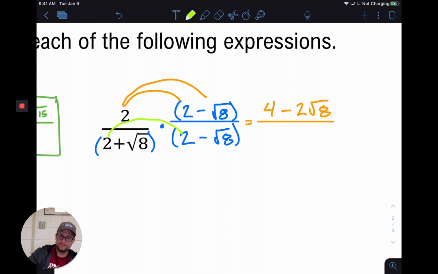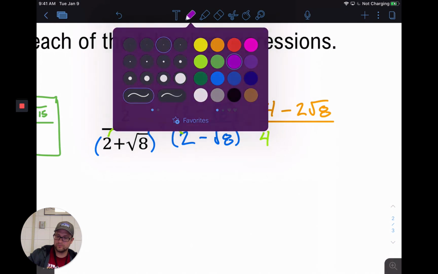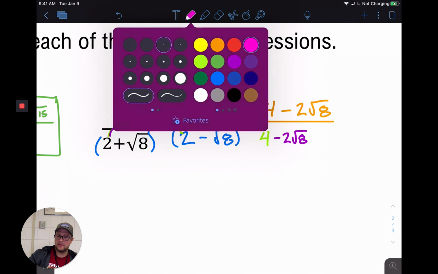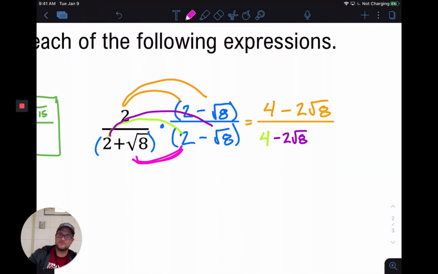2 times 2 is going to give us a positive 4. 2 times a negative square root of 8 would be a minus 2 square roots of 8. Square root of 8 times 2 will be a positive 2 square roots of 8. And lastly, square root of 8 times a negative square root of 8, this is where your two square roots are going to cancel each other off, will be a minus 8.